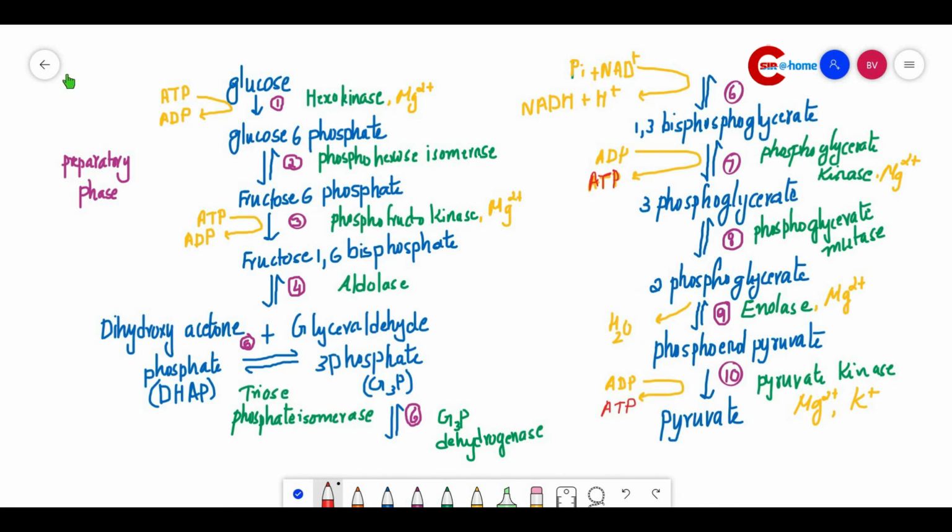So 2 molecules of ATP are formed from glyceraldehyde 3-phosphate. And you know, the other molecule of dihydroxyacetone phosphate is again converted into glyceraldehyde 3-phosphate, and in the second round also 2 molecules of ATP are produced. So a total of 4 molecules of ATP are produced in glycolysis, but the net gain is 2 because 2 ATP molecules are utilized in the preparatory phase.